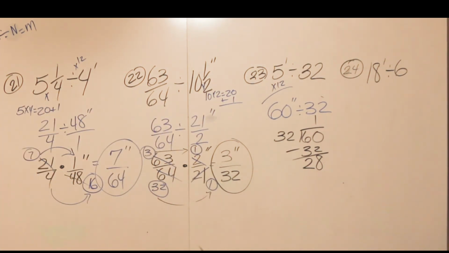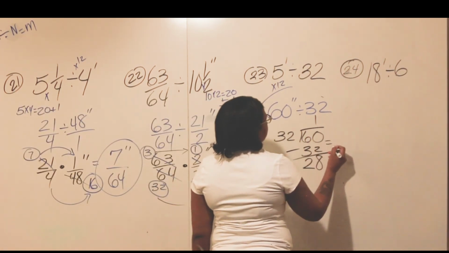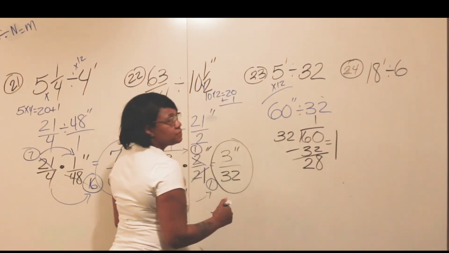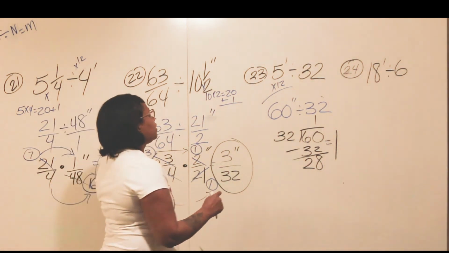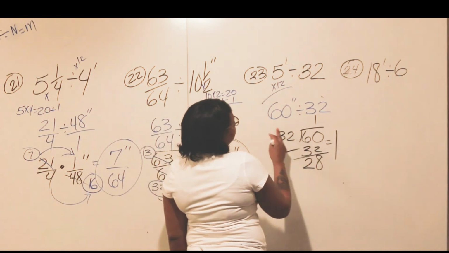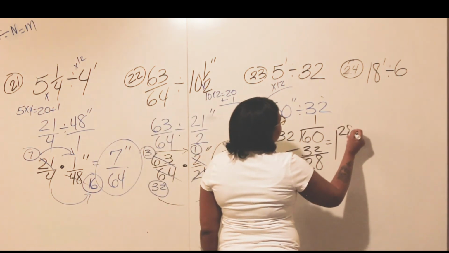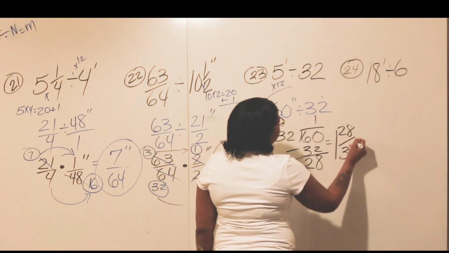So now how would I rewrite this? 1 and 28 thirty-seconds. 1 what? 1 feet? Really? No, 1 inch. Why? Because we're dealing with inches. We had feet initially, we had to convert to inches, so it's still inches. So we have 1 and 28 thirty-seconds of an inch.